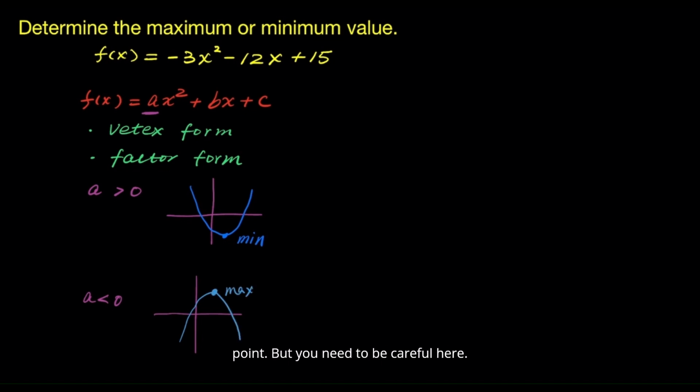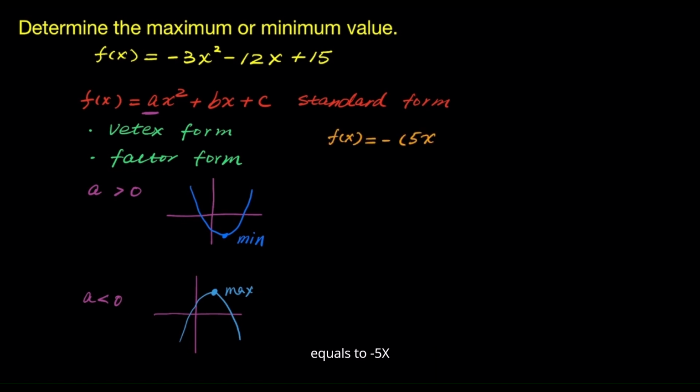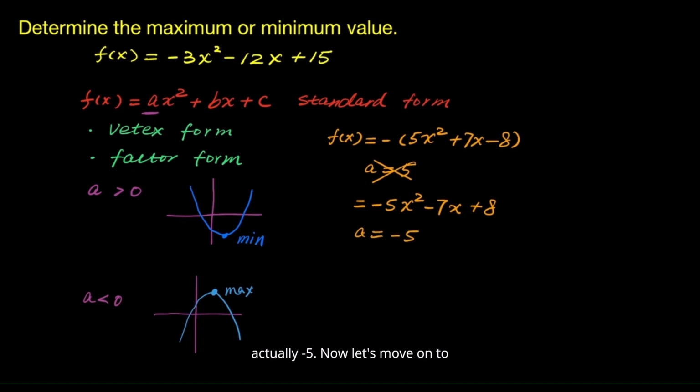But you need to be careful here. The function must be in the standard form. If it's not, for instance, if you have a quadratic function f(x) equals negative (5x squared plus 7x minus 8), you can't just say a is 5 because of the parenthesis. So what you need to do is convert it to the standard form. You need to distribute the negative sign into the parenthesis and express it as negative 5x squared minus 7x plus 8. So now you see a is actually negative 5.